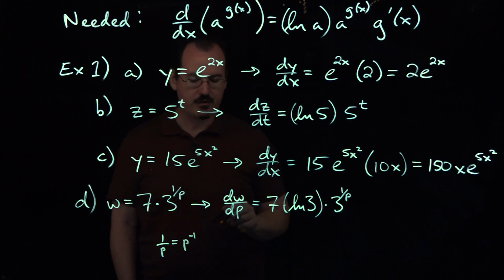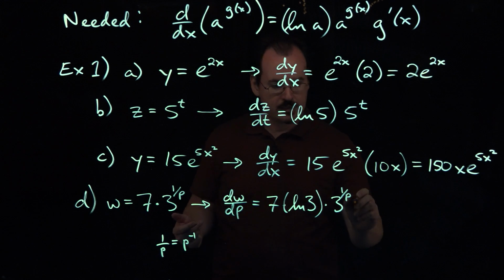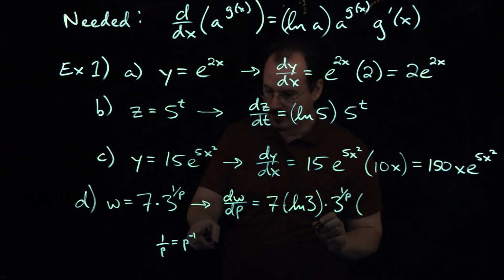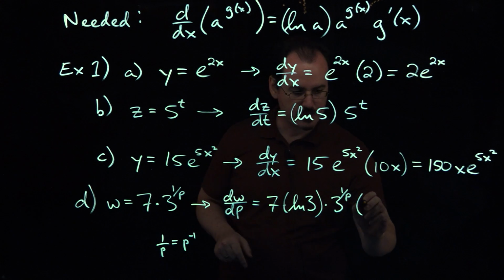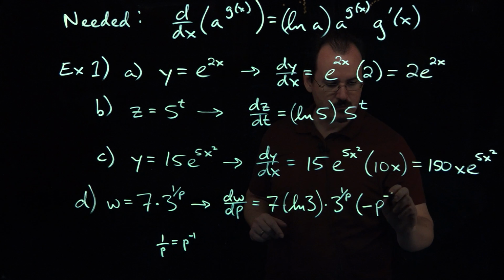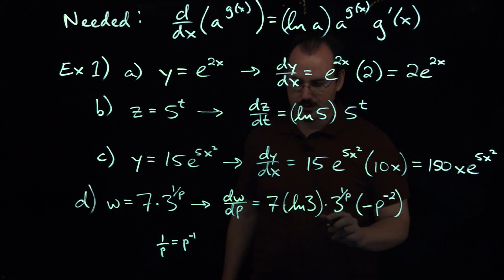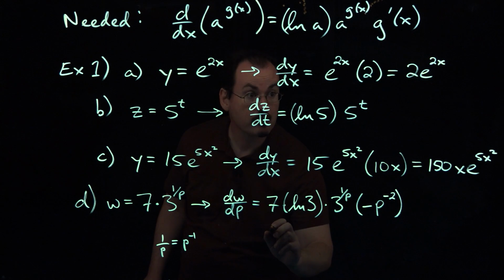So what's the derivative of p to the minus 1 power? Well, you just use the power rule on that. So I'm going to multiply this by, I have to move the negative 1 to the front, so I get negative p. And then I lower the power by 1, so minus 2 power. Okay, so that's the derivative that we have. Let's go ahead and simplify this a little bit. If I've got room here, I think I do.